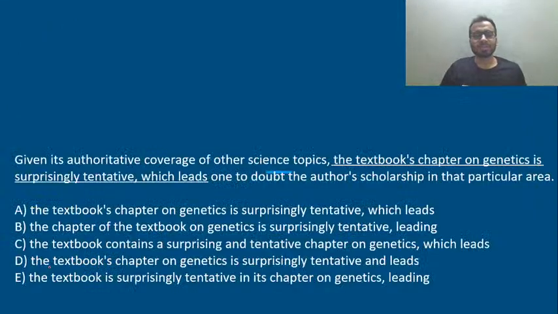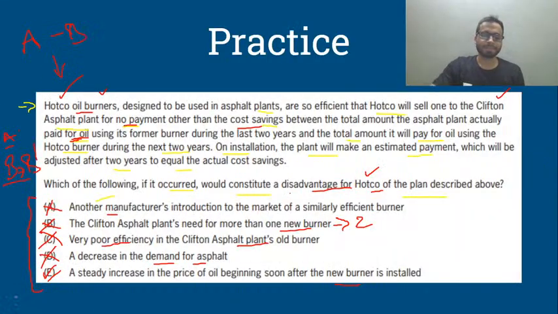Let's move on to a sentence correction question now. Given its authoritative coverage of other science topics, the textbook's chapter on genetics is surprisingly tentative, which leads one to doubt the author's scholarship in that particular area.